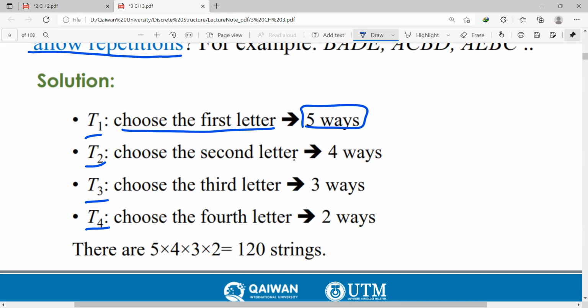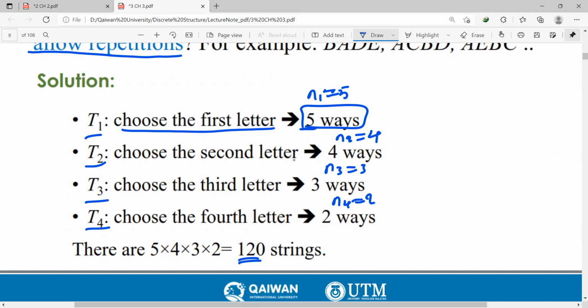Here we use multiplication because we have successive tasks. Task 1 is 5. So here we have n1 is 5. n2 is 4. n3 is 3. And n4 is 2. We just multiply n1 by n2 by n3 by n4 and we get 120 strings.